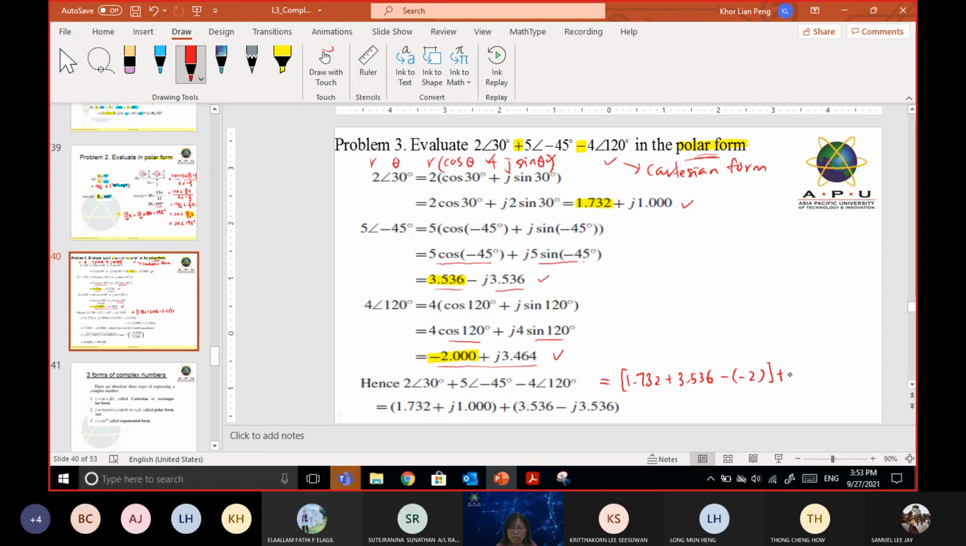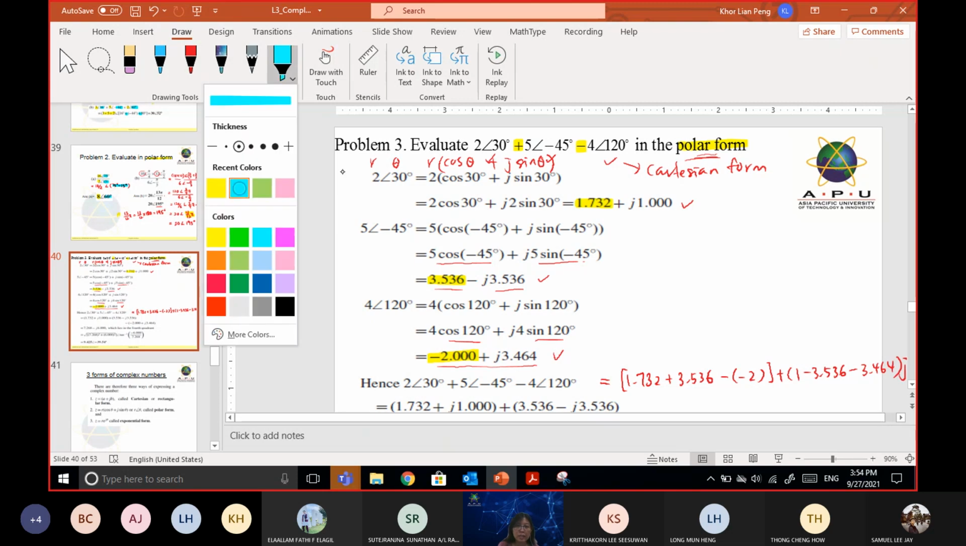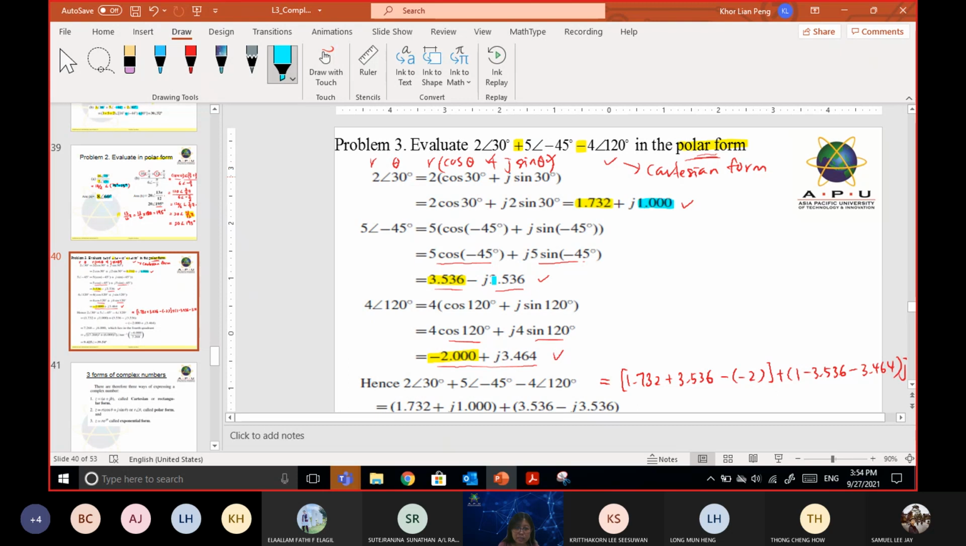Then for the imaginary part, 1 plus negative 3.536, then minus 3.464 j. So this is the imaginary part, with addition and subtraction. Then you calculate the value.